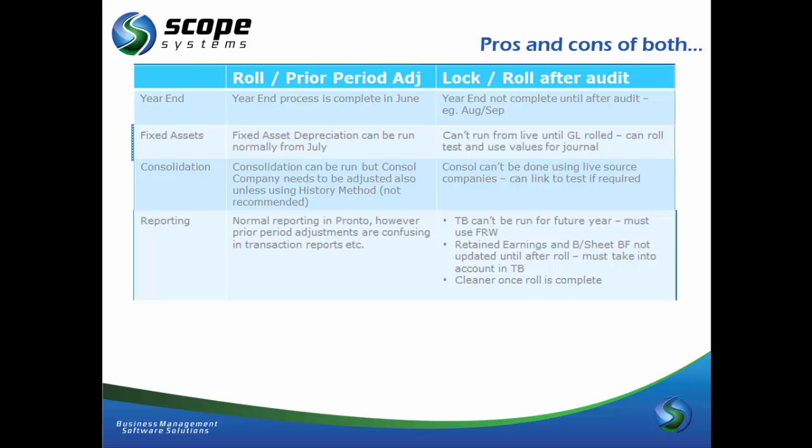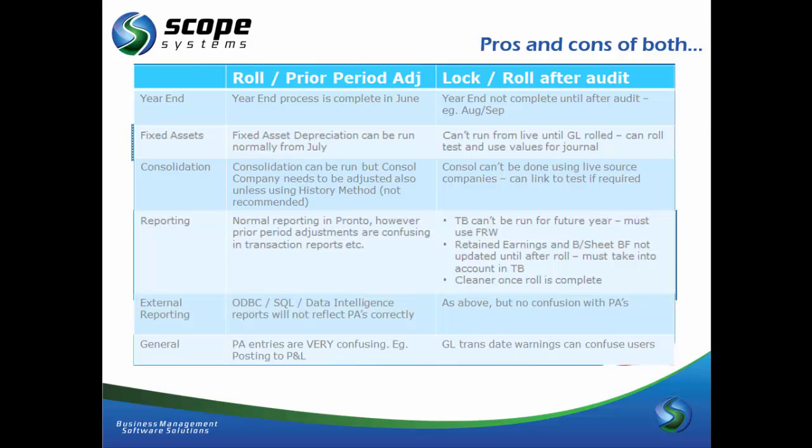In terms of reporting, trial balance can't be run for a future year. Must use financial report writer. If you're fortunate enough to be on 710, 720, you can get around this with Cognos reports. Retained earnings and balance sheet brought forward balances are not updated until rollover. This must be taken into account in trial balance. Overall, this is a much cleaner process, although it's pushed out a little bit.